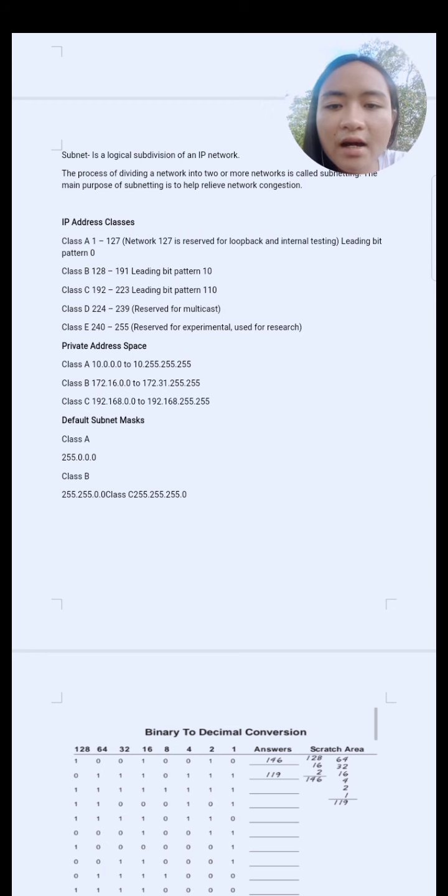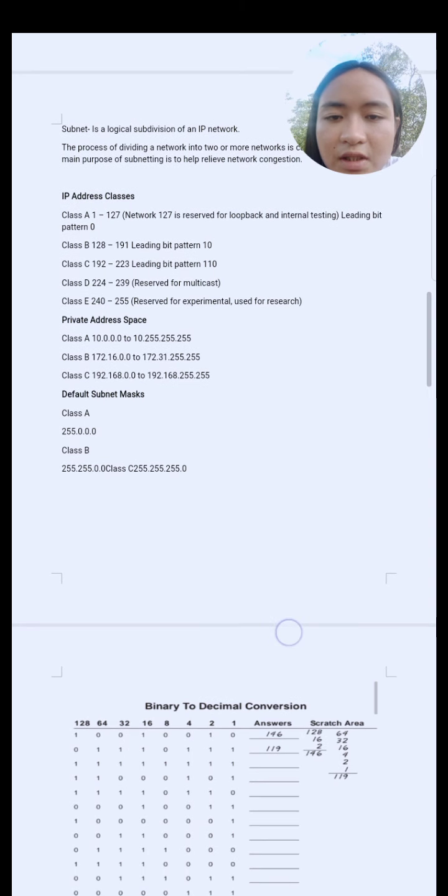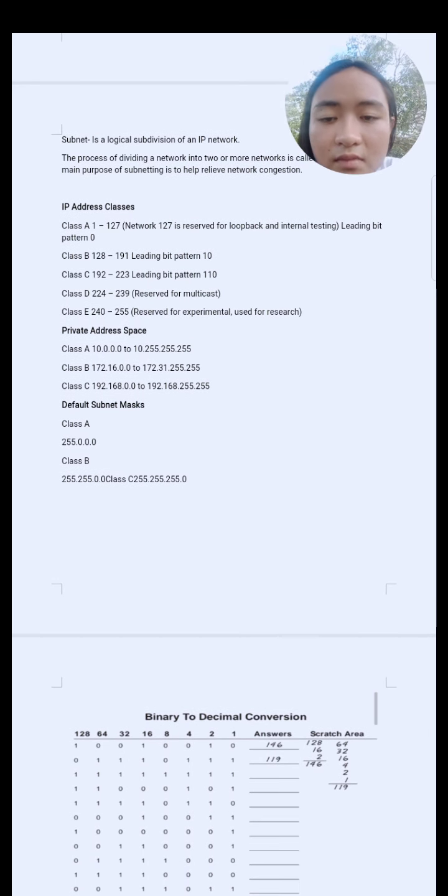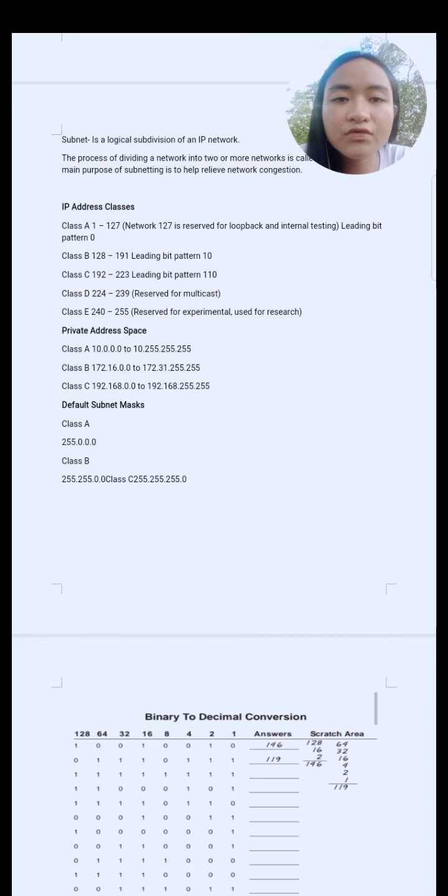So for class C, we have 192 to 223. Its leading bit pattern is 110. So for class D, we have 224 to 239, and it's reserved for multicast. So for class E, we have 240 to 255. So it's reserved for experimental use for research.